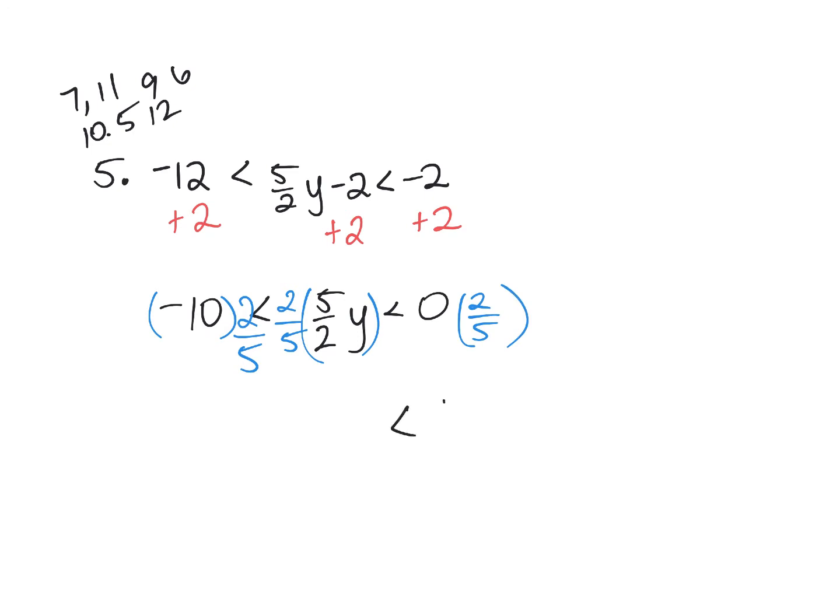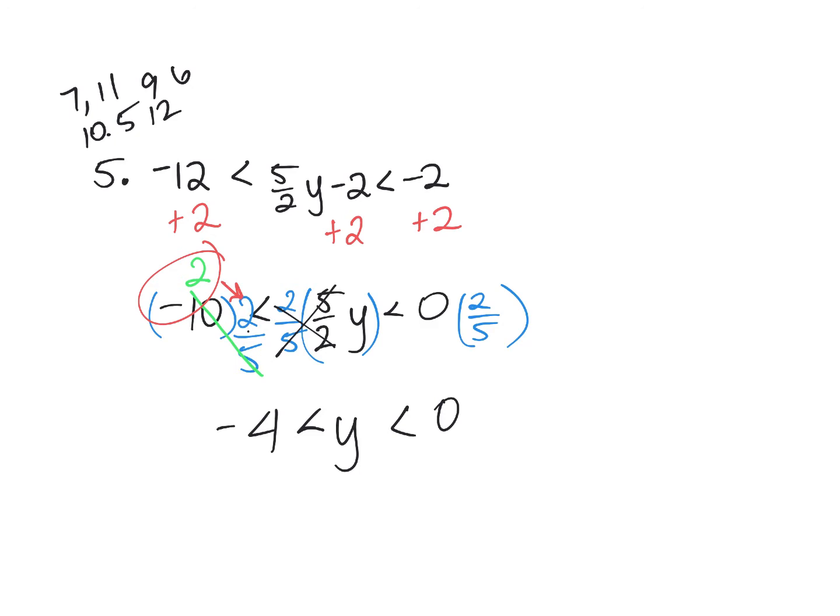Now 0 times anything is just 0. Don't forget that. Okay. And these cancel. I get 1 over 1, which is just y. And then I get 5 goes into 10 2 times, right? And it's negative 10, so negative 2 times 2 is negative 4. So the negative 2 times the 2 is 4.